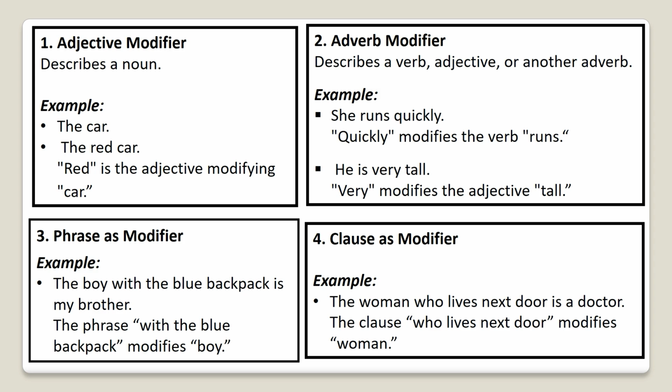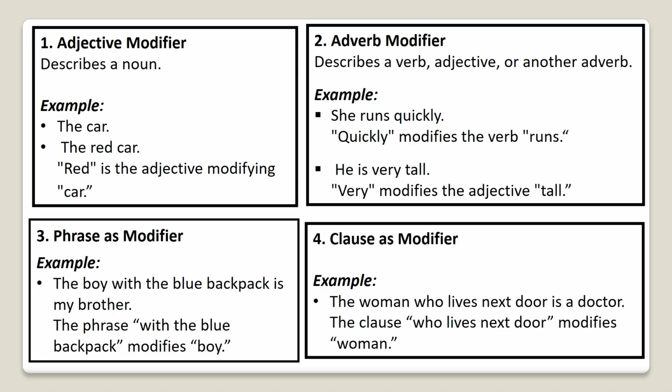Number two, adverb modifier. An adverb modifier describes a verb, adjective or another adverb. For example, she runs quickly. Here quickly modifies the verb runs. She is running, but how is she running? She runs quickly. So the word quickly modifies the verb runs. That's why quickly is an adverb modifier.